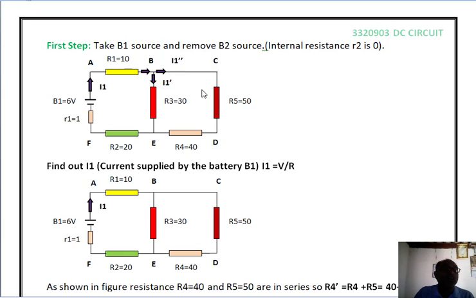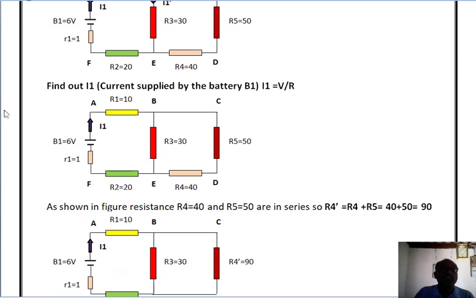To find the current, remember one law, that is Ohm's law. Ohm's law is nothing but I is equal to V upon R. Here we have the voltage, 6 volt, but we don't have R. R is nothing but the total resistance of this circuit. So how do we find the total value of the resistance? Then we can find the current provided by this battery B1.